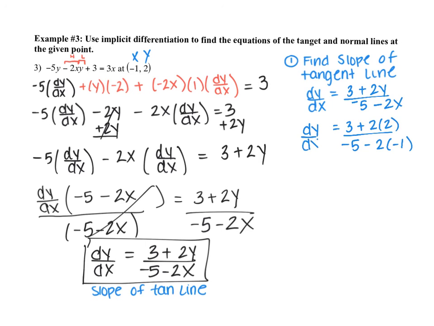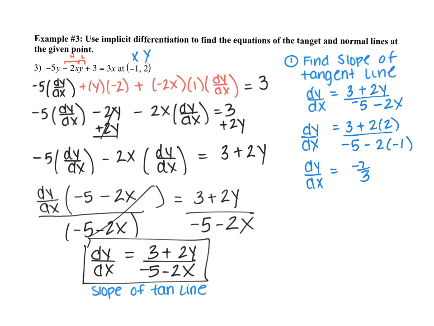I'm going to pause the video, plug that in, and get an answer. Hit resume when you're ready for the answer. All right, so I got negative 7 over 3. So that is my slope, dy/dx, of my tangent line.